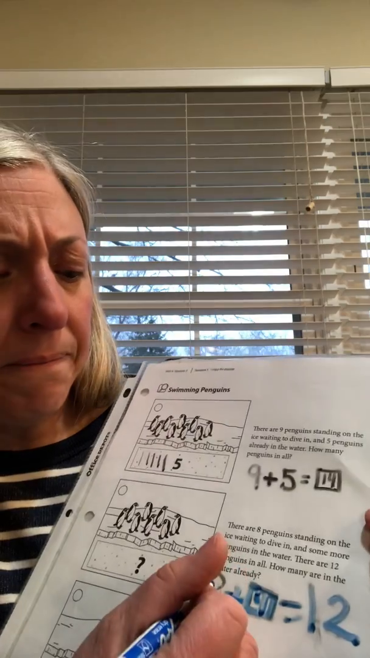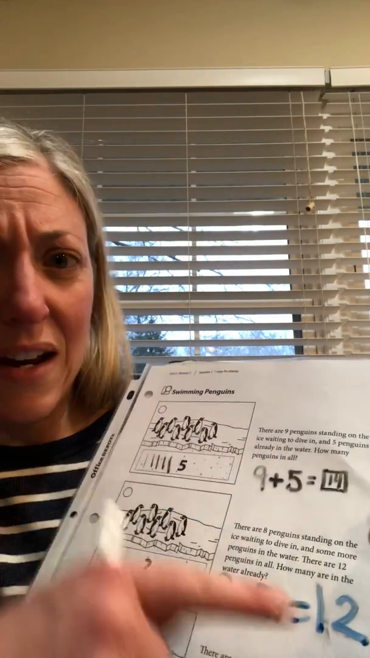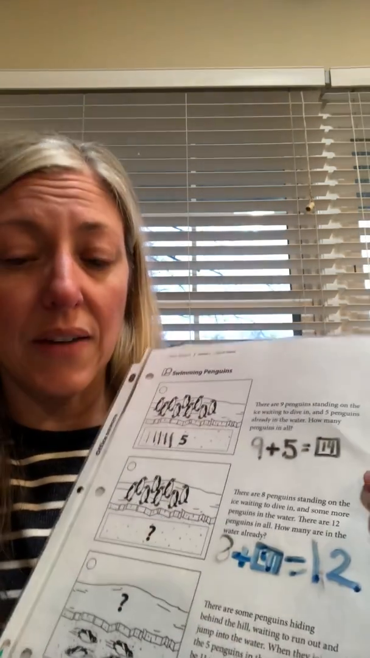Some of you may have said, I know I have 8 penguins here, and I know I have to get to 12 in all, so maybe you counted on. A strategy we used before, you could count on with your fingers. 8, 9, 10, 11, 12. 4 fingers are up as you counted on, so we write 4 in the box.